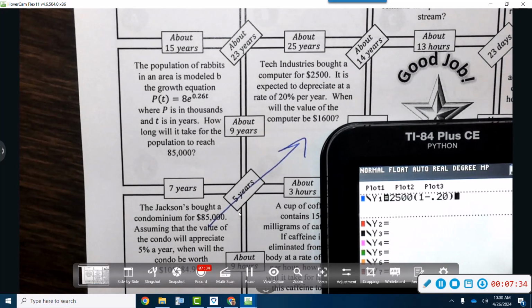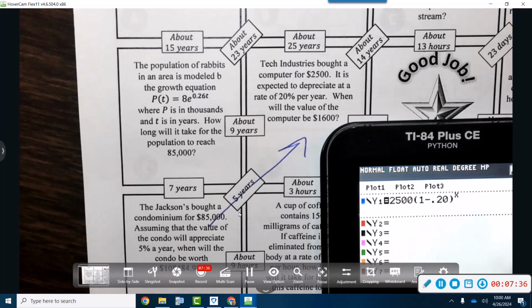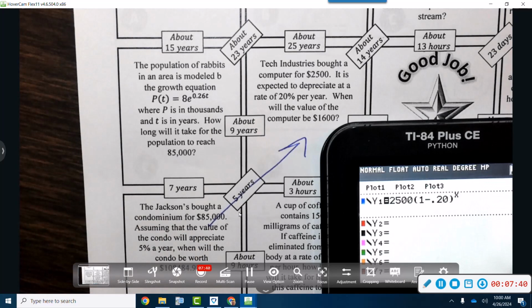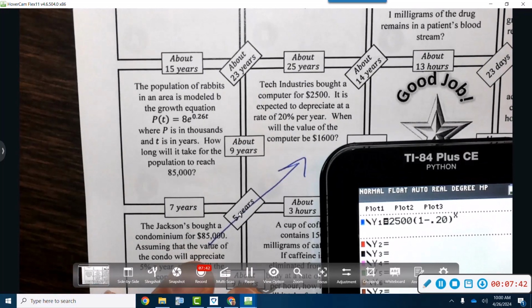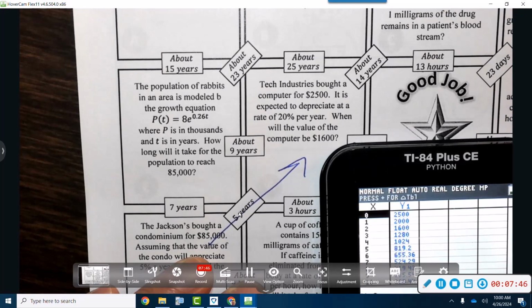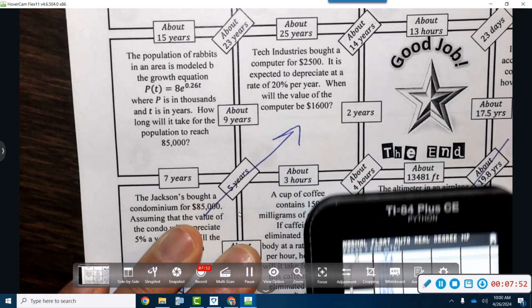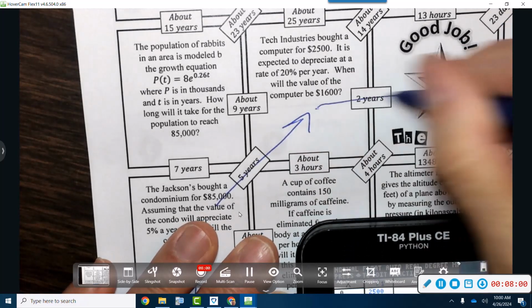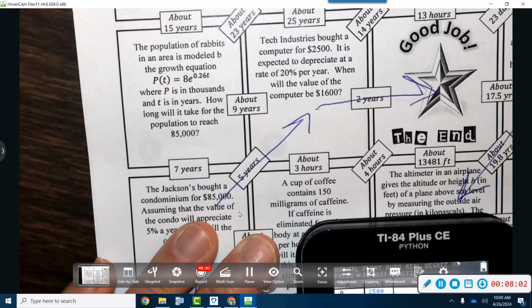So let's go ahead and raise that to the x power. I don't see any half-life. I don't see anything we need to do as a fraction for the exponent. We go ahead and look at our table. We can start at 0. That's just fine. And we're looking for when it equals $1,600. And you can see right there. Two years. 16 right there. So 16. Here we go. And we are all set.